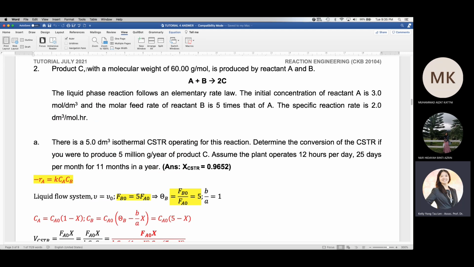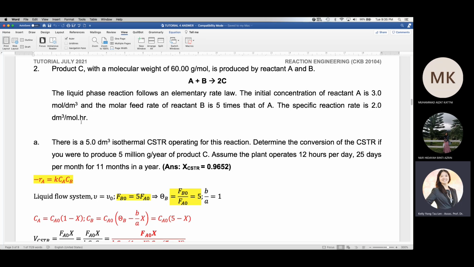Product C with a molecular weight of 60 gram per mole is produced by reactant A and B. Okay, so dia kata kita ada produk C. Produk C ni kita akan produce. Okay, and dia bagi kita molecular weight. Macam pelik sikit lah. Kenapa dia bagi kita molecular weight? Tak apa, nanti kemudian kita find out why.